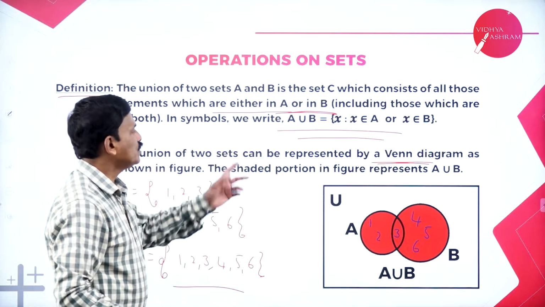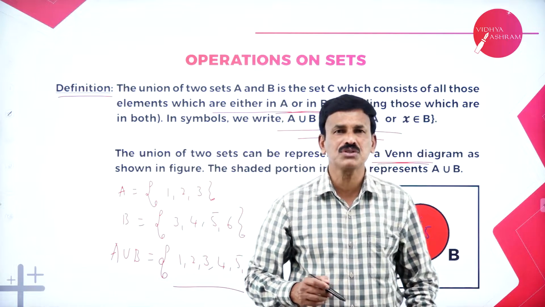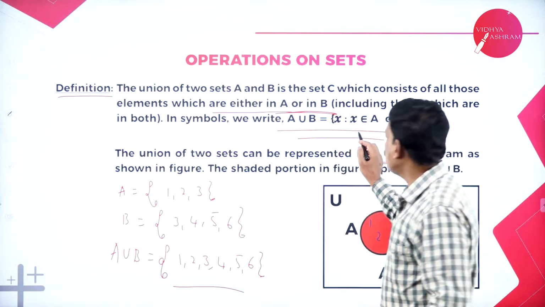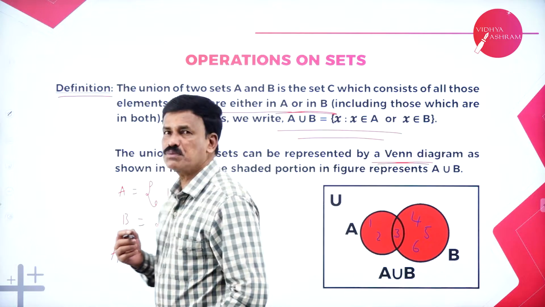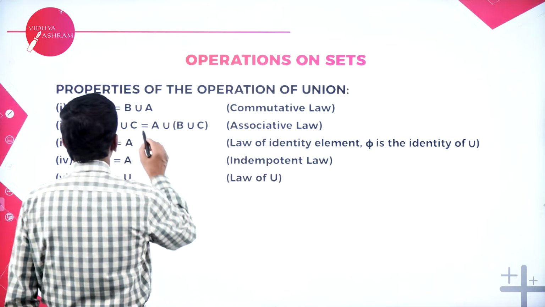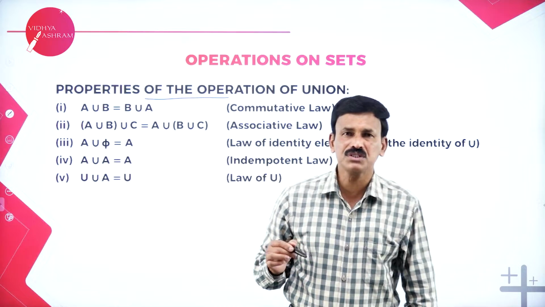So, here if A and B are any two sets, then the union of two sets A and B is denoted as A union B is equal to a set X such that X belongs to A or X belongs to B. Now, let us come to the properties on union of sets. Now, there are few properties based on this union of sets.